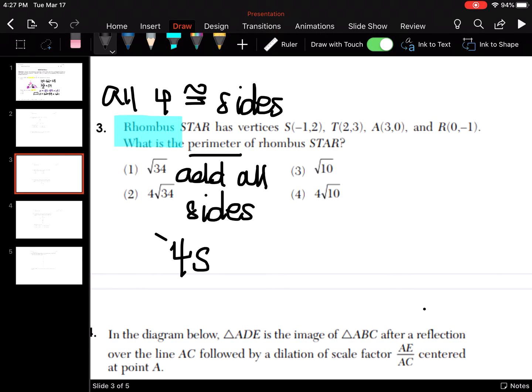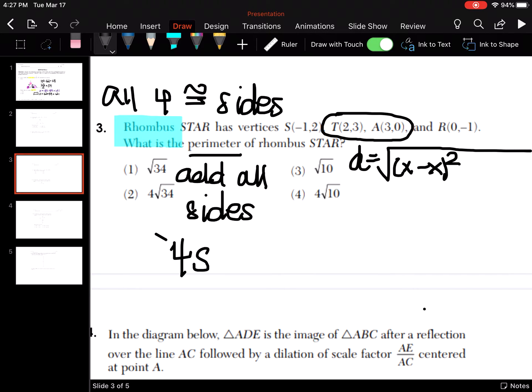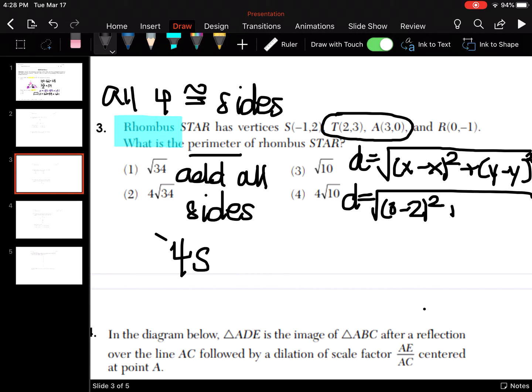Now to get the length of one side, you need the distance. It doesn't matter which pair of letters you choose because they're all going to give us the same distance. I prefer not to work with negatives, so I would use these two. Now I would use the distance formula, which is the square root of, in parentheses, x minus x, close it, square it, plus y minus y, close it, square it. So the distance between those 2 points would be 3 minus 2, close it, square it, and 0 minus 3, close it, square it.